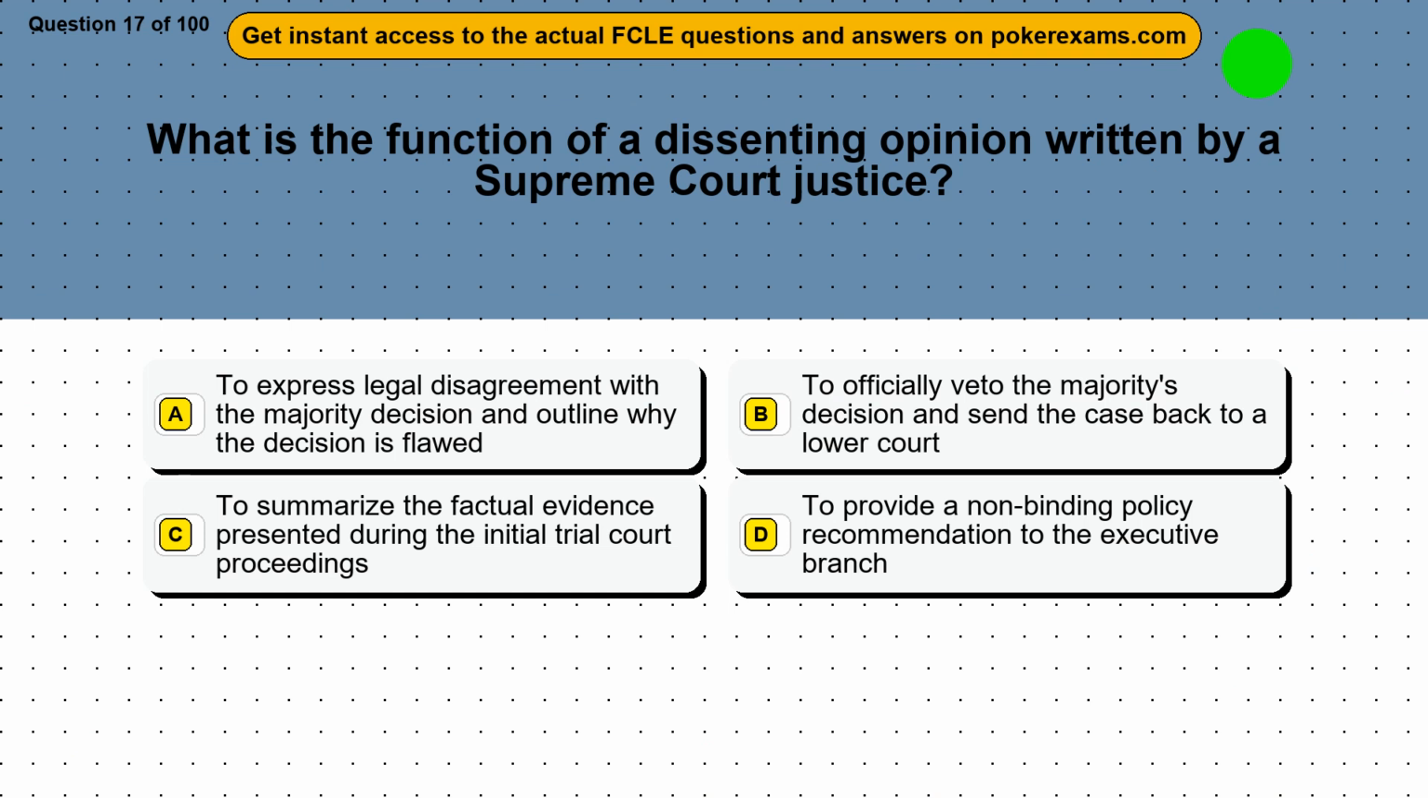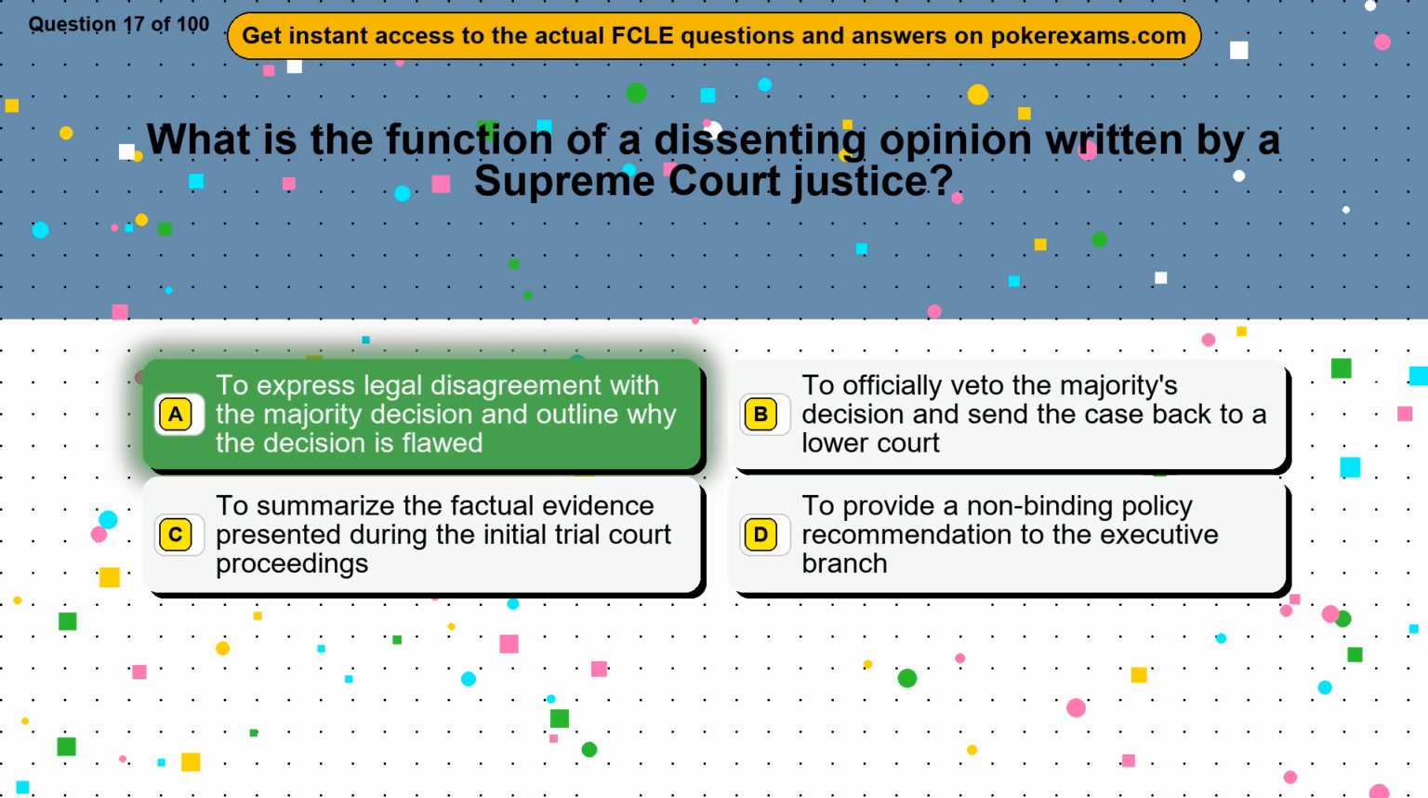Question 17. What is the function of a dissenting opinion written by a Supreme Court justice? Option A, to express legal disagreement with the majority decision and outline why the decision is flawed. Option B, to officially veto the majority's decision and send the case back to a lower court. Option C, to summarize the factual evidence presented during the initial trial court proceedings. Option D, to provide a non-binding policy recommendation to the executive branch.